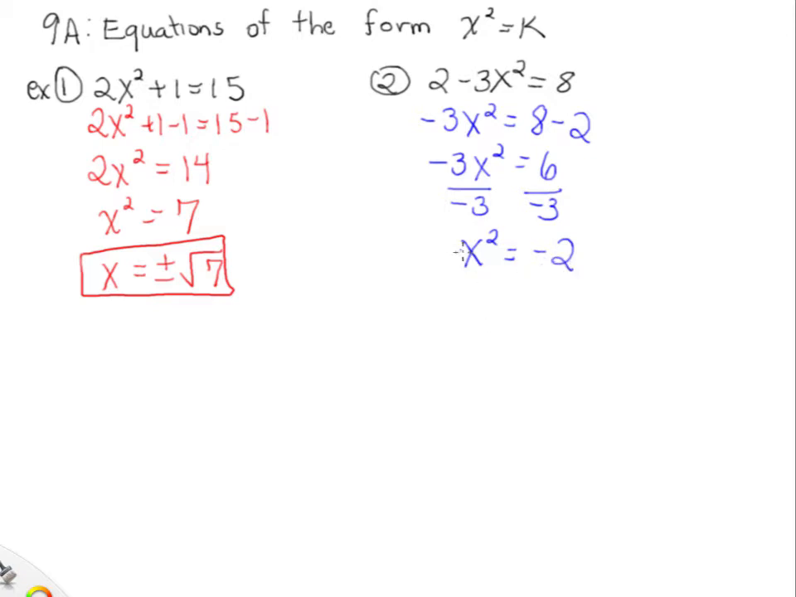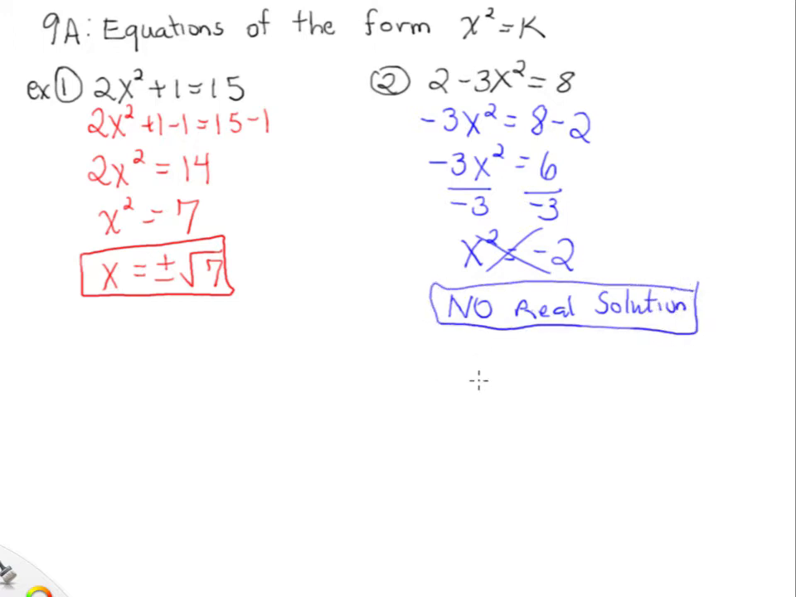But I notice a problem here. Anytime I take any number and I square it, there's no way I can get a negative. Any number squared is positive by definition. So therefore, this is an example where we have no real solution to the problem.